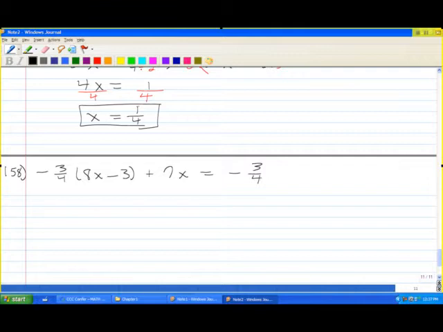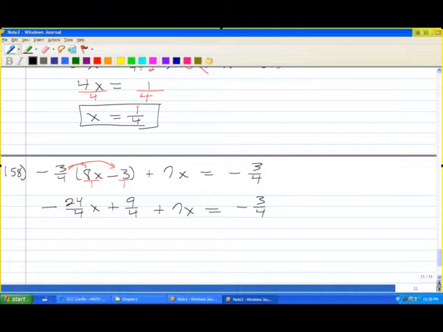Another way of doing this is to get rid of all the fractions. So let me multiply the negative 3/4 inside the parentheses first. And so I get negative 3 times 8 is 24 over 4, x. Negative times negative is a positive, 9 over 4, plus 7x equals negative 3/4.